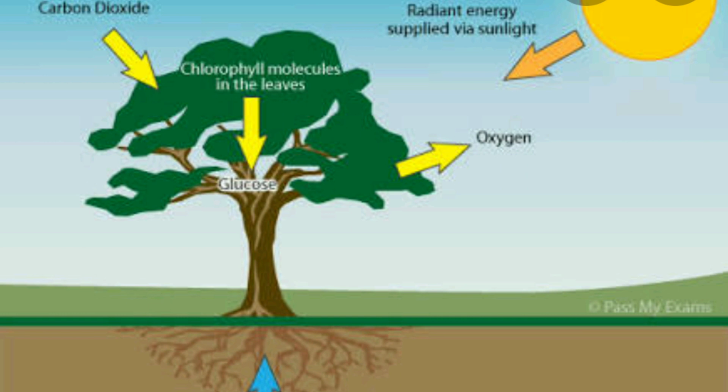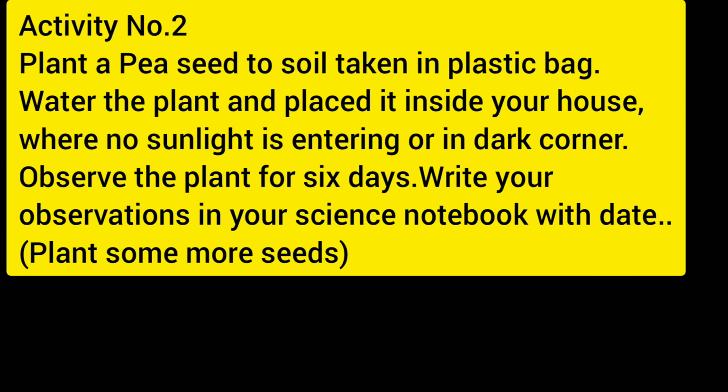Now another activity, number 2, is here for you. Plant some pea seeds in soil taken in a plastic bag. Water the plant and place it inside your house where no sunlight is entering, or in a dark corner. Observe the plant for 6 days. Write your observations in your science notebook with date. Okay. The observations will show after 6 days.